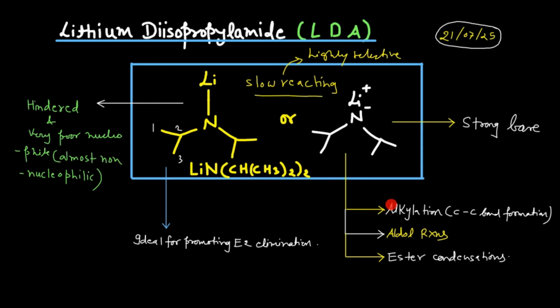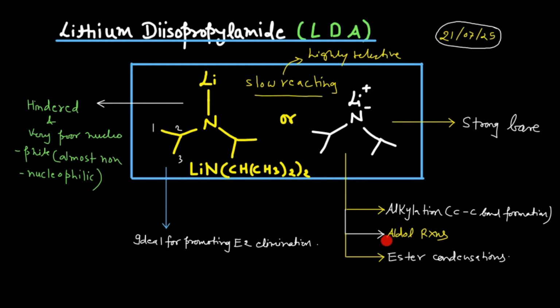First of all, we will do the alkylation reaction. The reaction will start with this LDA, and after LDA we will introduce the alkyl group. That means we can very easily form a carbon-carbon bond. So formation of the carbon-carbon bond using this LDA, lithium diisopropylamide, is a very important application.